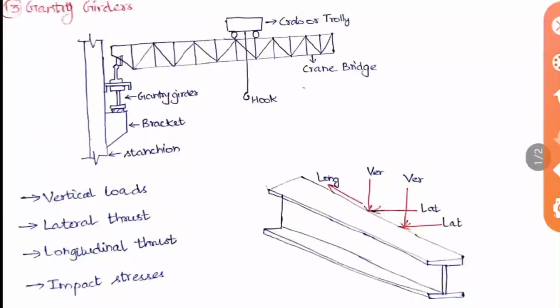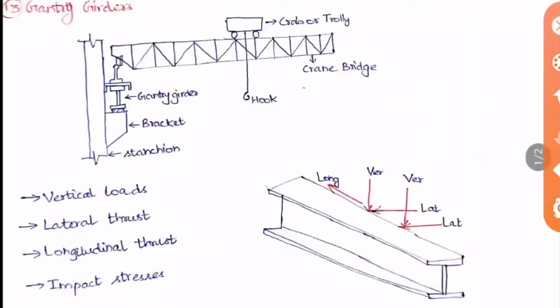So what are the loads that are acting on the gantry girder? That we will see first. One is the vertical load, and the others are lateral thrust and longitudinal thrust. These are all loads only, and then the impact stresses also occur here in addition.